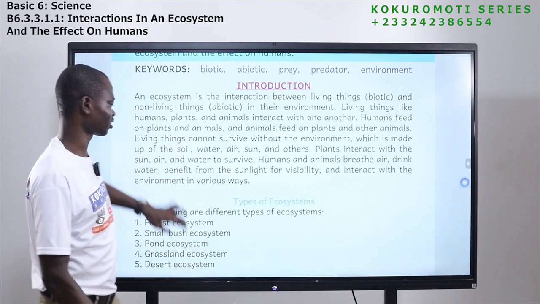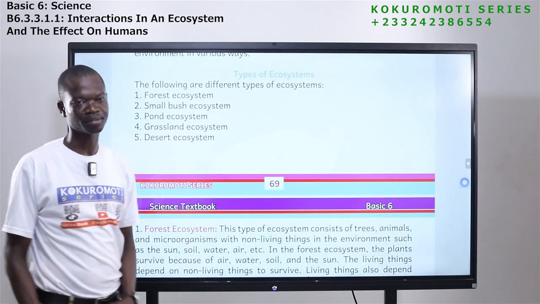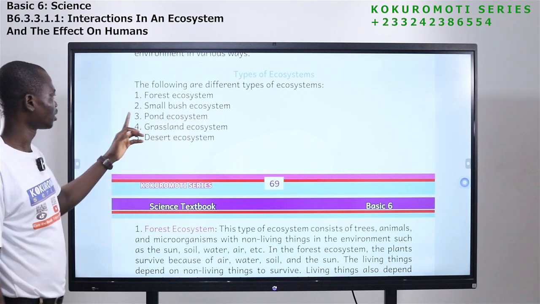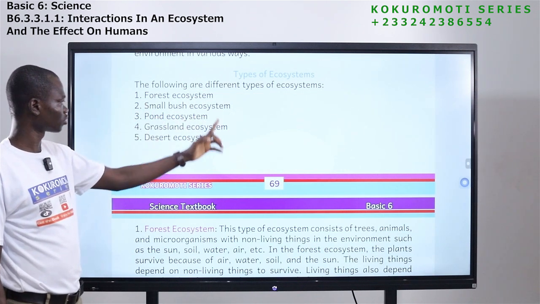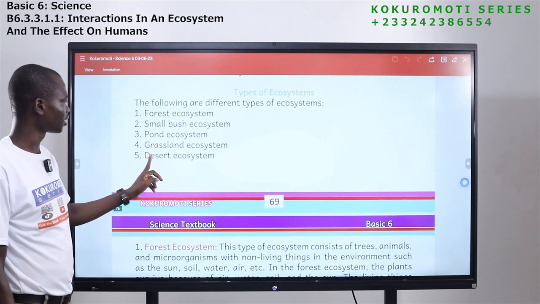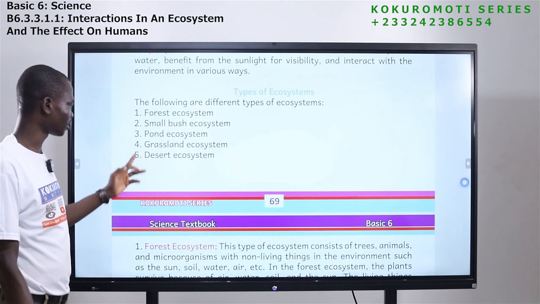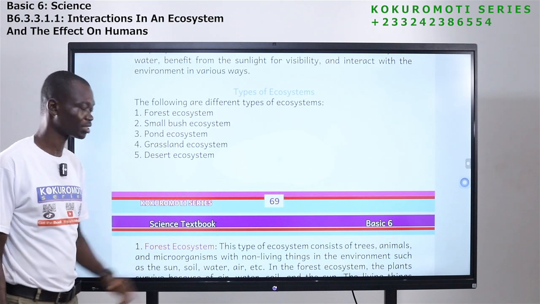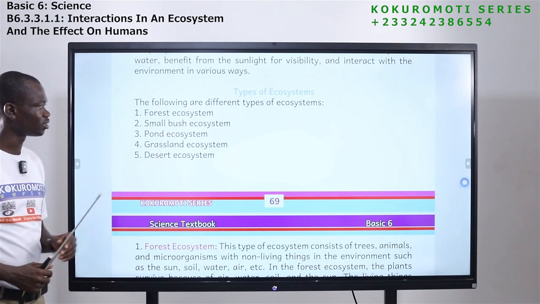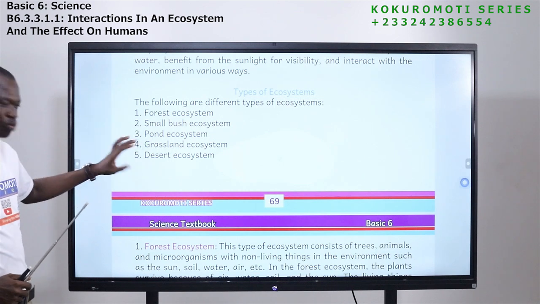Very good. Now let's continue. We have types of ecosystem. We have 1, forest ecosystem. 2, small bush ecosystem. 3, we have pond ecosystem. We have 4 here, grassland ecosystem, and then 5, we have desert ecosystem. In fact, the types are many. There are more than these, but we are restricting ourselves to only these ones.